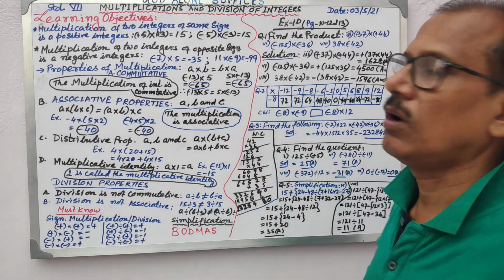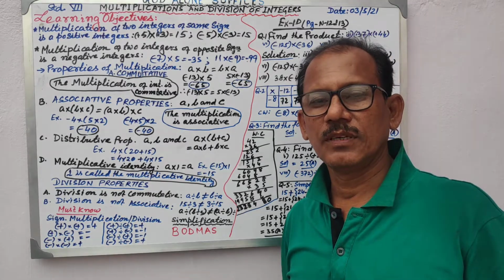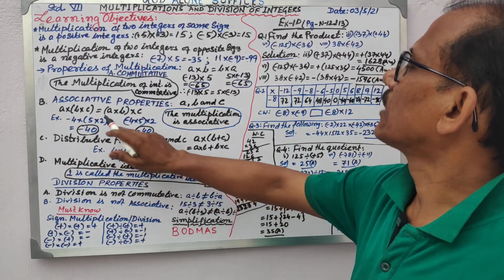Therefore, multiplication is commutative, you can say. Now we'll move on to the associative law.